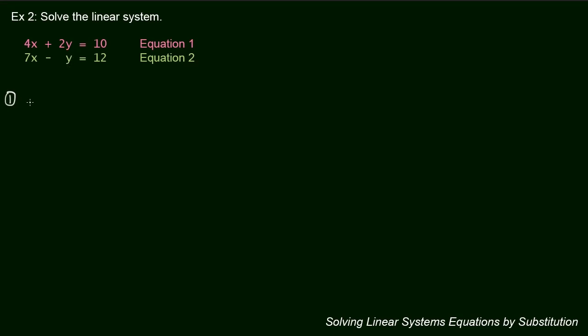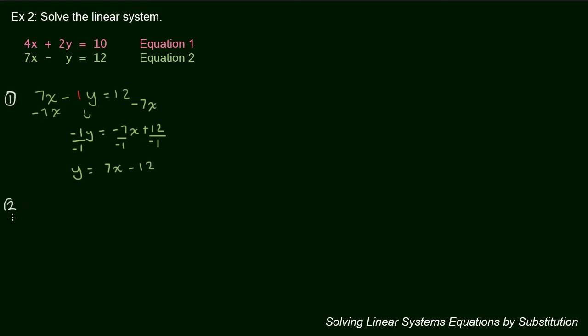So step 1, isolate y, and if it helps, I'm going to write it as negative 1y. Start by subtracting 7x on both sides. I now have negative 1y equals negative 7x plus 12. We never want to have a negative variable in isolation, so we're going to make it positive by dividing every term by negative 1. And I get y is equal to positive 7x minus 12.